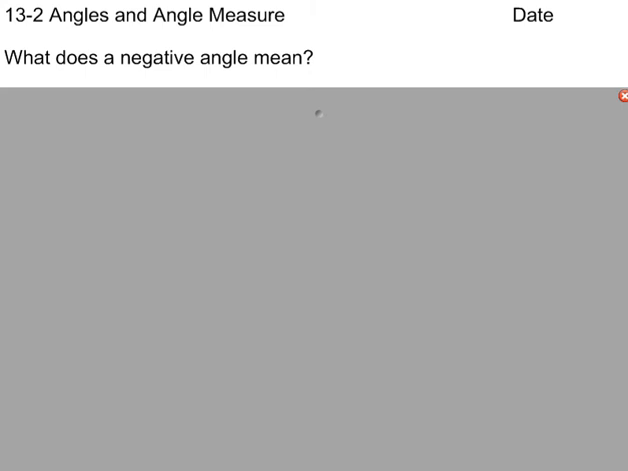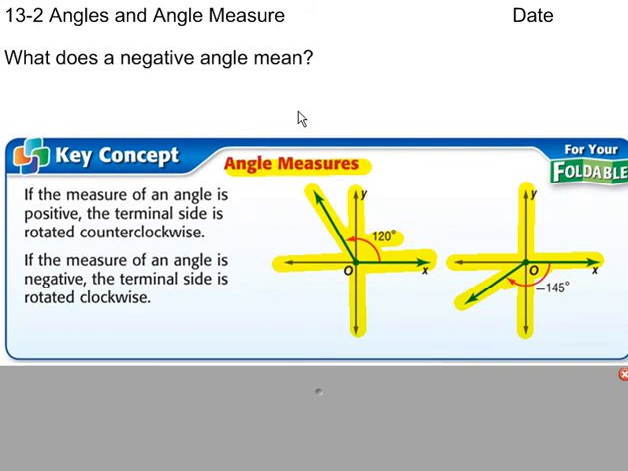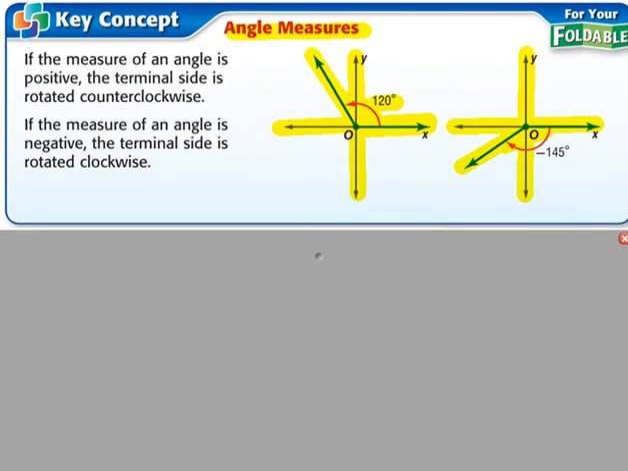All right, the first thing that you need to write down for notes is about the angle measure, and the fact that we can talk about positive angles and we can talk about negative angles. Positive angles go counterclockwise from the x-axis, and negative angles go clockwise. Again, hit pause until everyone's caught up.